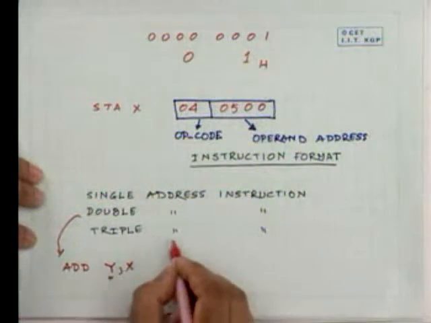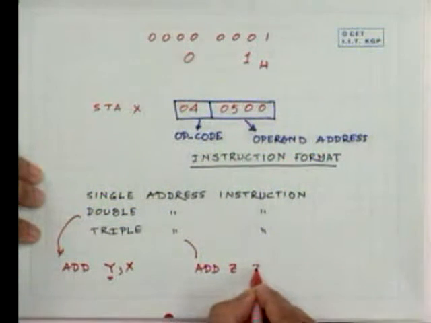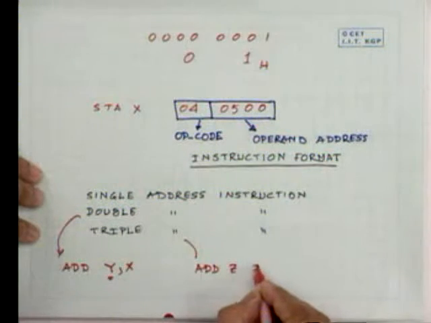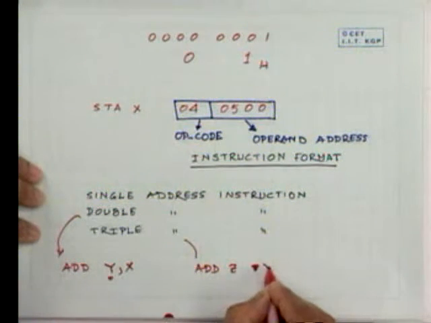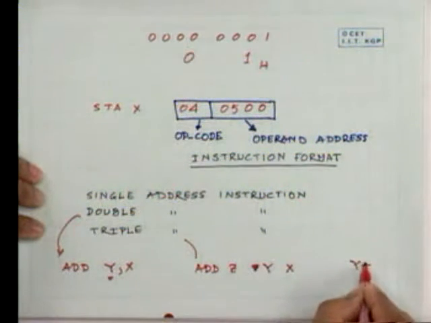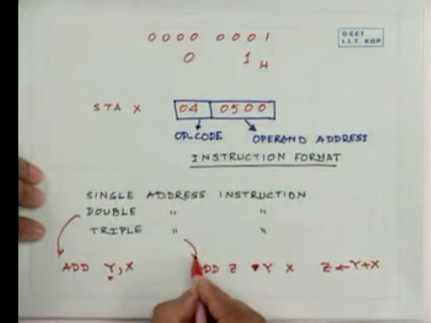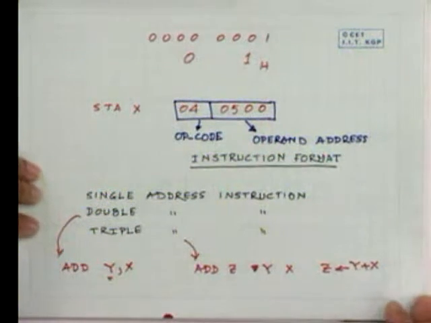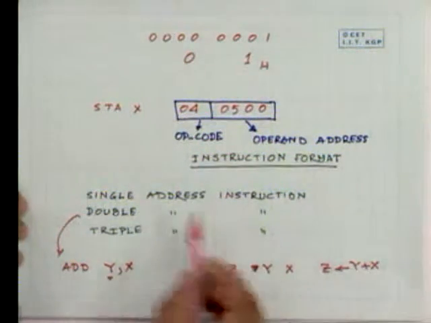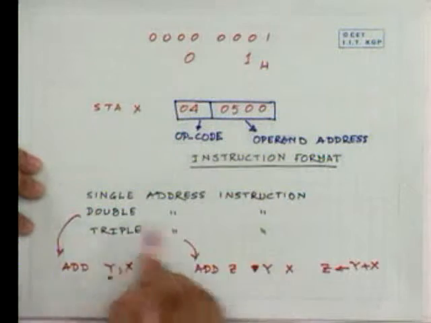Similarly, a triple address instruction can be, say, add z, y, x. That means you just add y with x and then store the result into z. We call such an instruction a triple address instruction. Now, depending upon the machine, that machine can be a single address, it can be double address, and it can be triple address also, though the double address is more prevalent, okay.